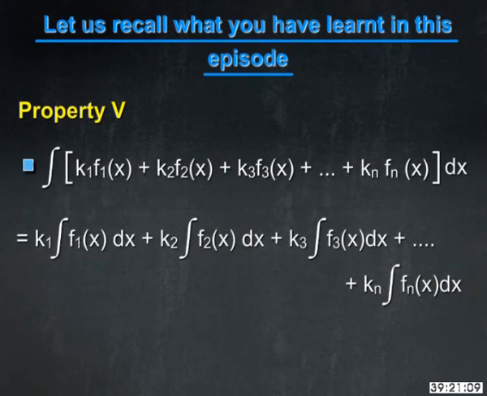Property number 5. Integral of in brackets k1 into f1 of x plus k2 into f2 of x plus k3 into f3 of x plus so on up to kn into fn of x with respect to x is equal to k1 into integral of f1 of x with respect to x plus k2 into integral of f2 of x with respect to x plus k3 into integral of f3 of x with respect to x plus so on up to kn into integral of fn of x with respect to x.